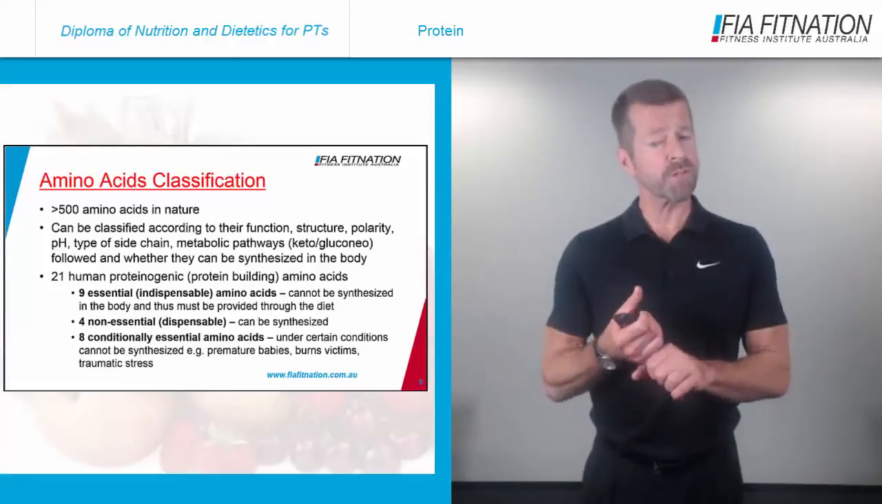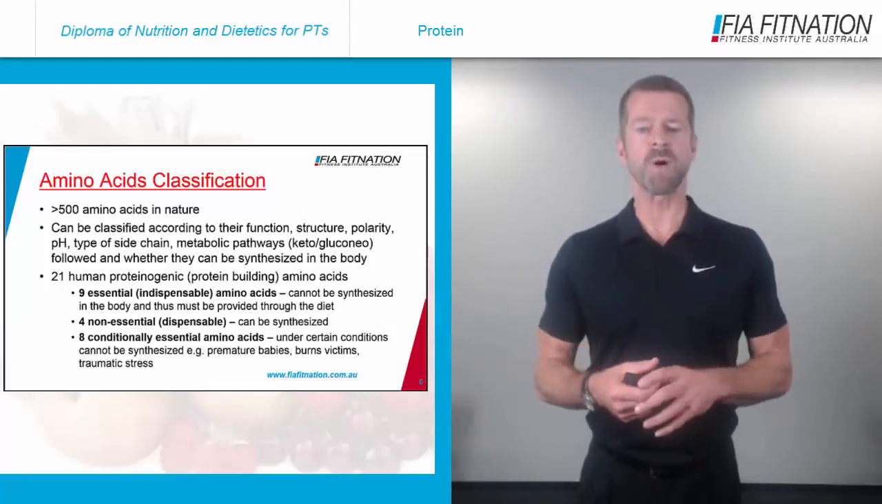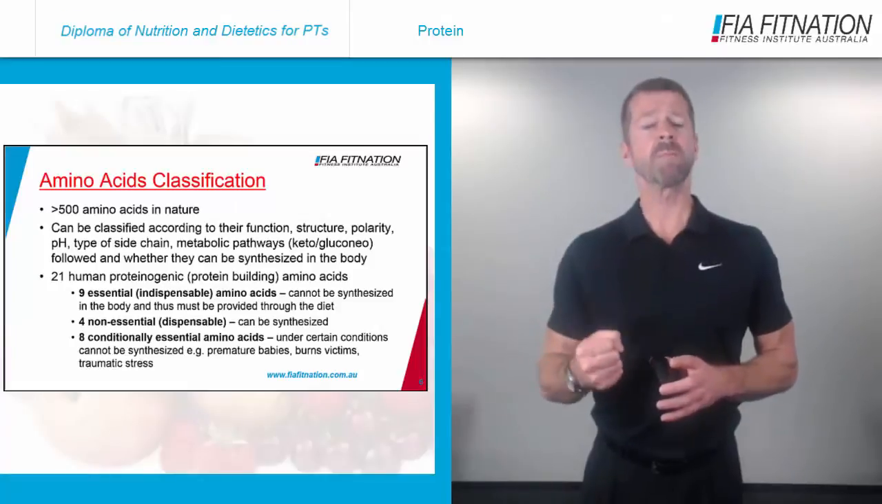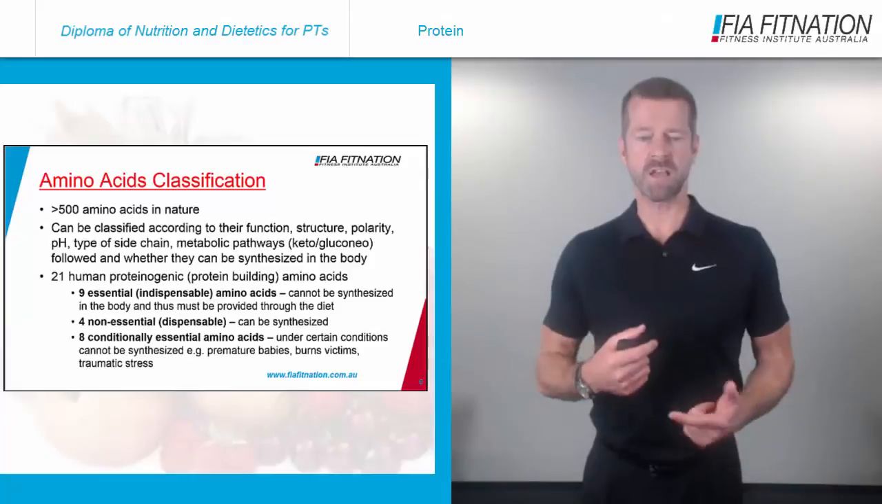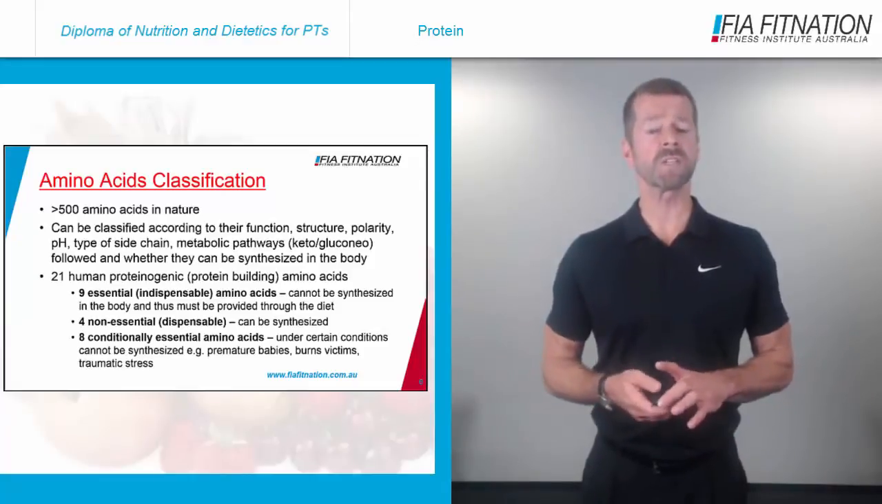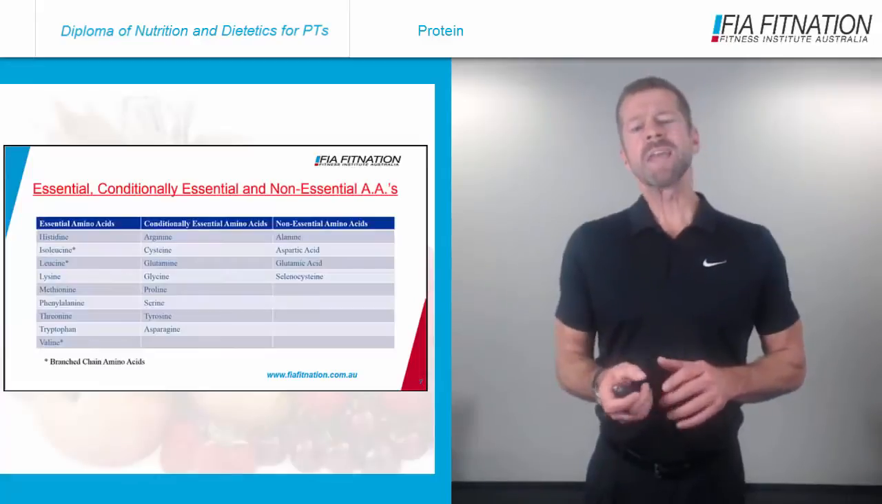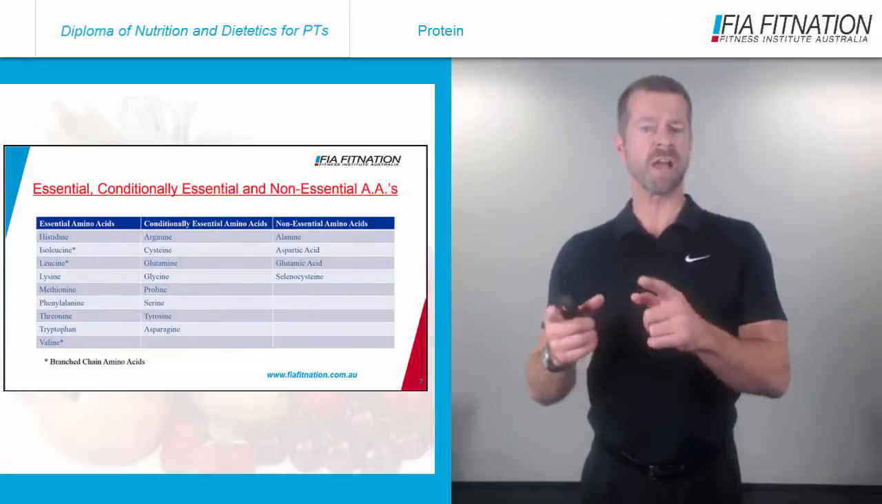For example, with premature babies, they have an inability to synthesize some of these amino acids. People who are suffering trauma, such as burns victims, and people undergoing traumatic stress, lose the ability to synthesize some of these amino acids. So they're referred to as conditionally essential amino acids. So again, this is one of the ways of classifying: the essential, the conditional, and the non-essential.